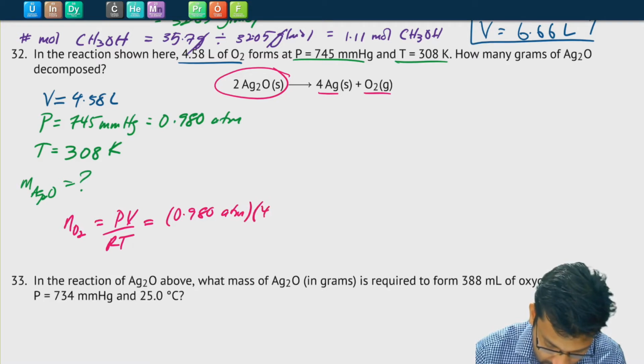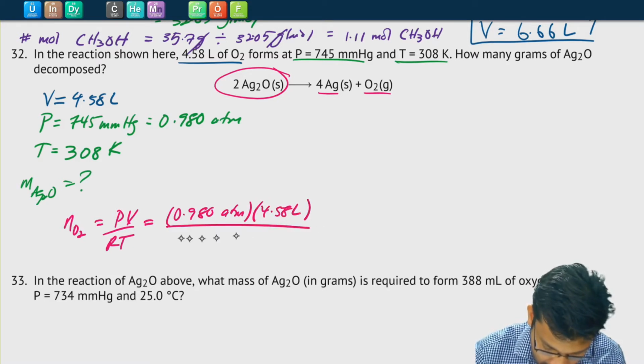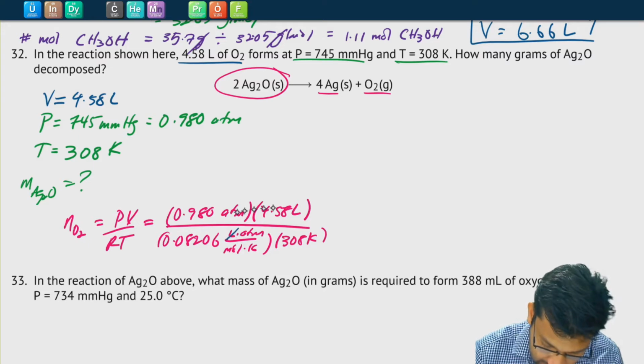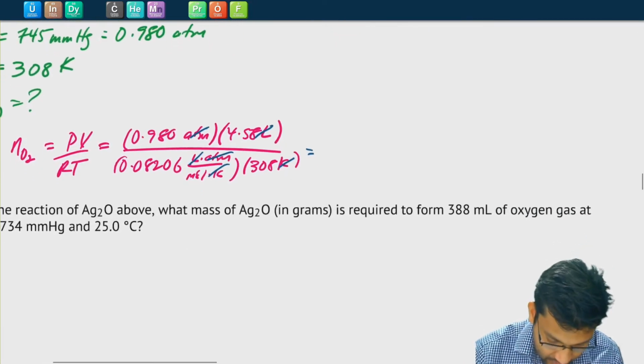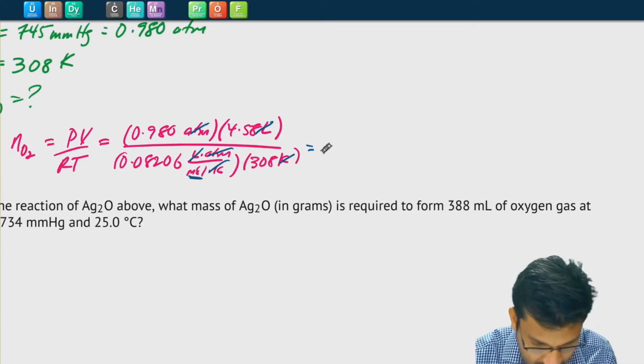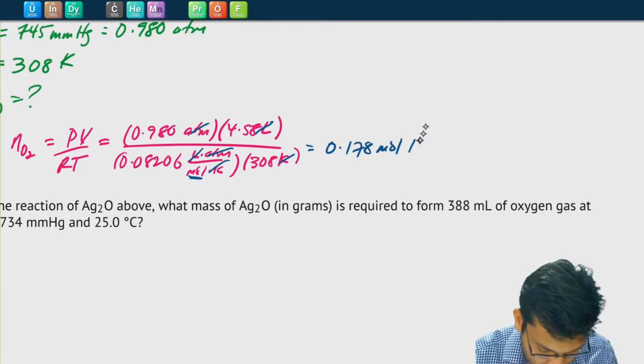The volume is 4.58 liters. R is always 0.08206 liters times atmospheres divided by moles times Kelvin. And the temperature is 308 Kelvin. So that gives us, let's see, liters with liters, atmospheres, Kelvins, Kelvins. I love when things cancel out nicely. We're left with number of moles. But how many? 0.178 moles of what gas are we working with?